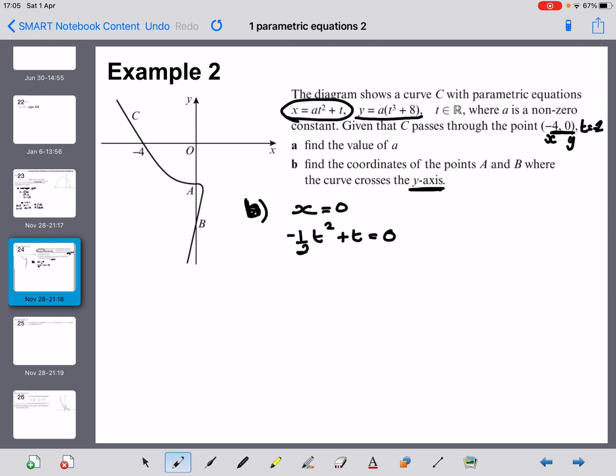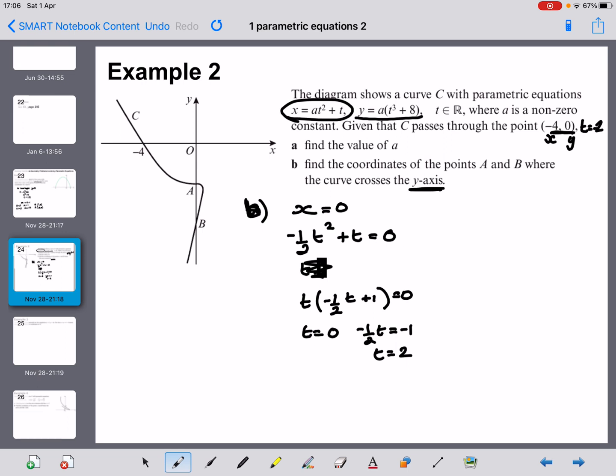So I know that a is -1/2, so -1/2 t squared plus t equals x equals 0. Okay, I can take out a factor of t. So t brackets -1/2 t plus 1. So t will be 0 for one solution, or -1/2 t equals -1, which means that t must be 2.